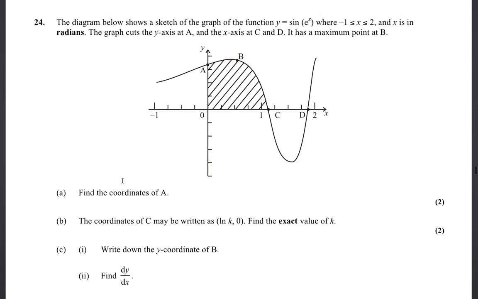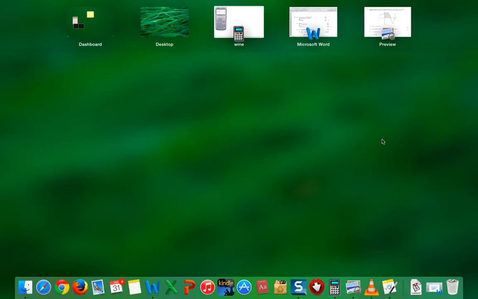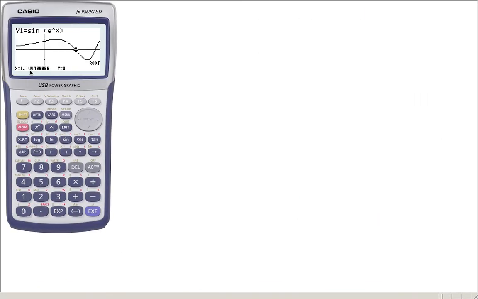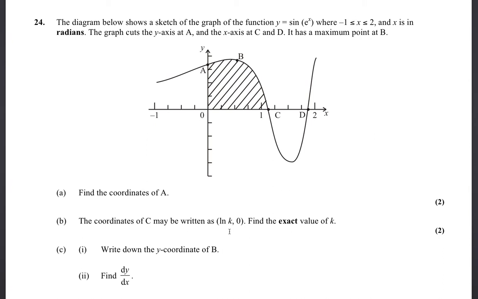So the next one: the coordinates of C may be written as ln k, 0. Find the exact value of k. Okay, so how do we do it actually? You can't use the graph here. That means you can't say, let me go to G-Solve and then root, and say 1.14. You can't say 1.14, 0. You have to write it in the form ln k, in terms of logarithm. You have to find the exact value of k.